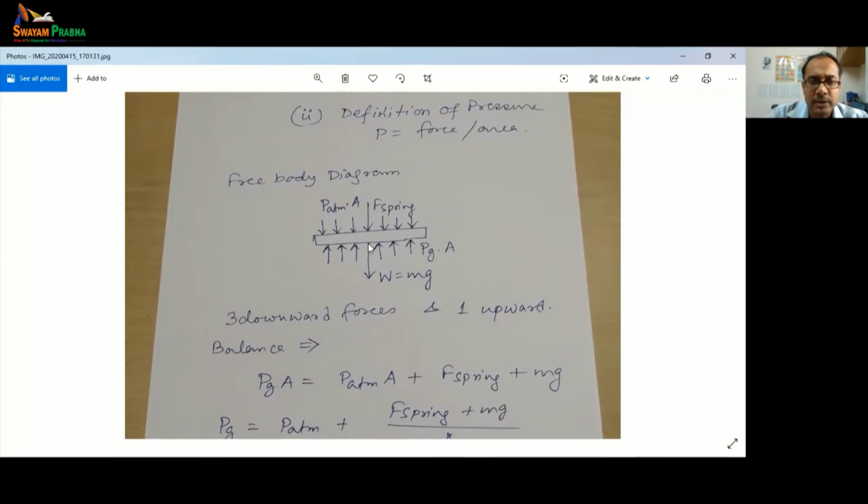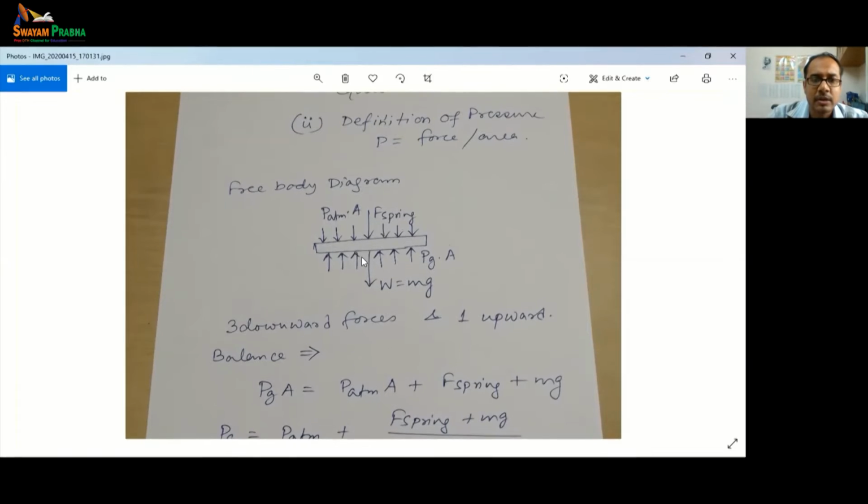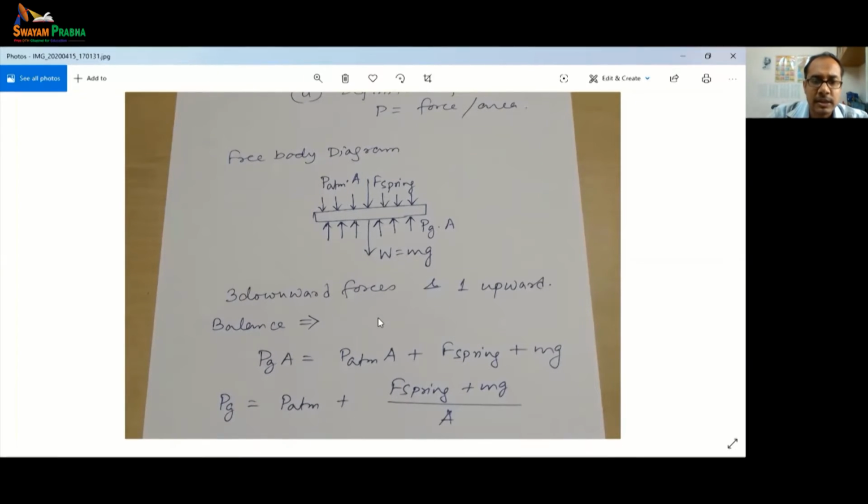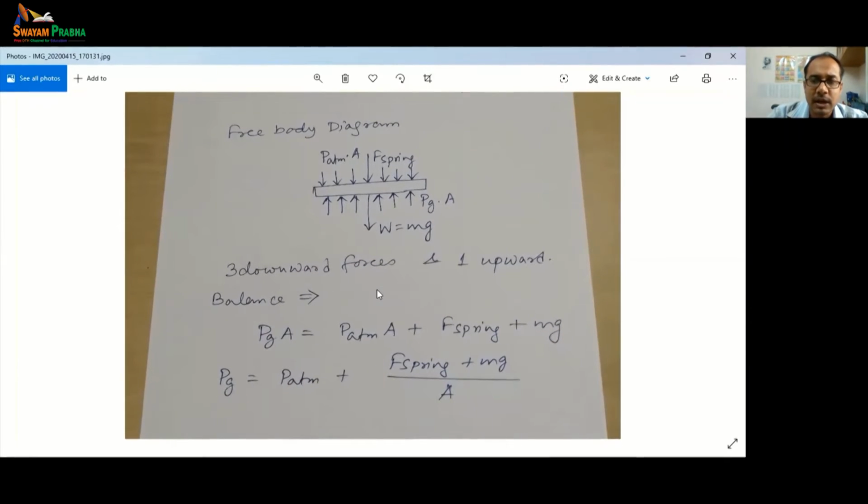Another force acting downward would be the weight of the piston, the mass of which is given, and we know the acceleration due to gravity. Another force is exerted by the gas inside the cylinder, and that would be Pg, the gas pressure, into the area. Both this area and that area are equal. So what we see here, there are three downward forces and one upward force.